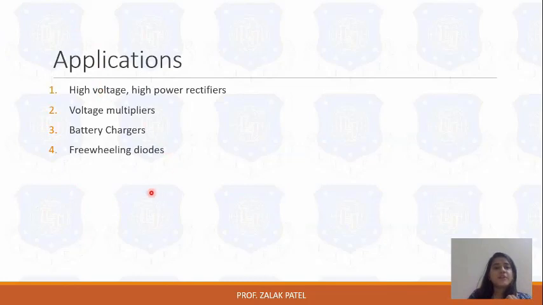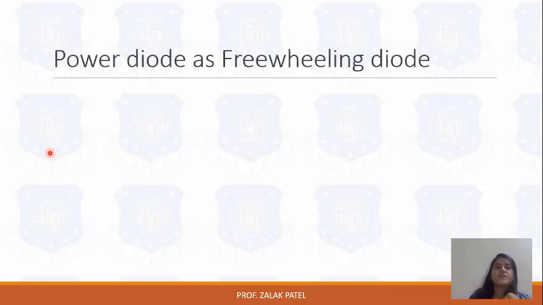These are the list of applications where we can use the power diode. First one is in high power rectifiers to convert AC into DC for voltage multiplication purposes, because it will increase the gain of the circuit, in a battery charger, and in a freewheeling diode. Now we will see how the freewheeling diode operates as a power diode. So first let's see the power diode as a freewheeling diode.